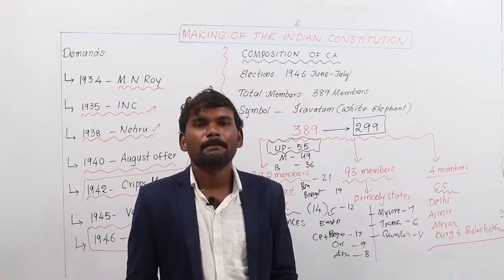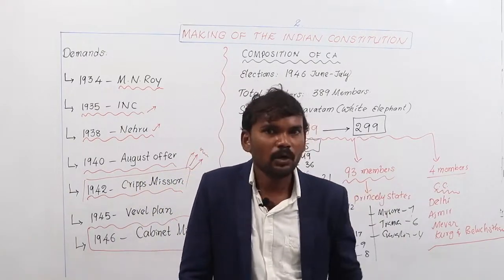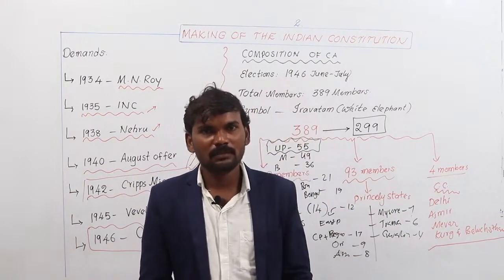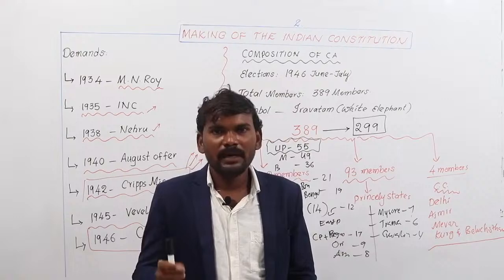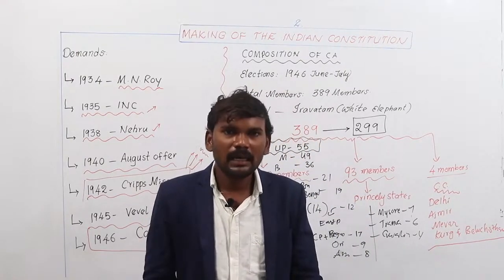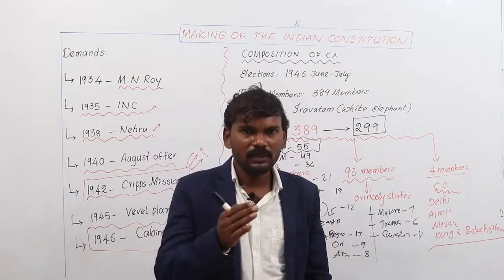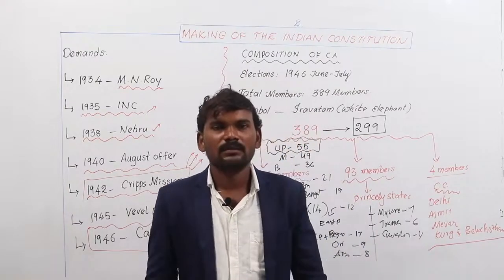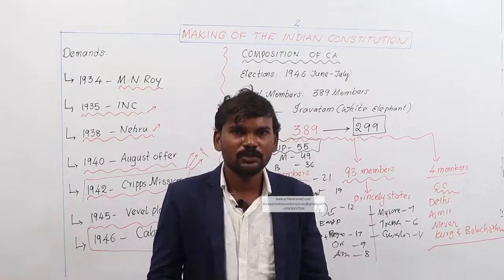Dr. Sachidananda Sinha was elected as ad hoc chairman of the Indian Constituent Assembly. His name was proposed by J.B. Kripalani, then the president of the Indian National Congress Party. And the second meeting was held on December 11th, 1946, and Dr. Babu Rajendra Prasad was elected as the permanent president of the Constituent Assembly.